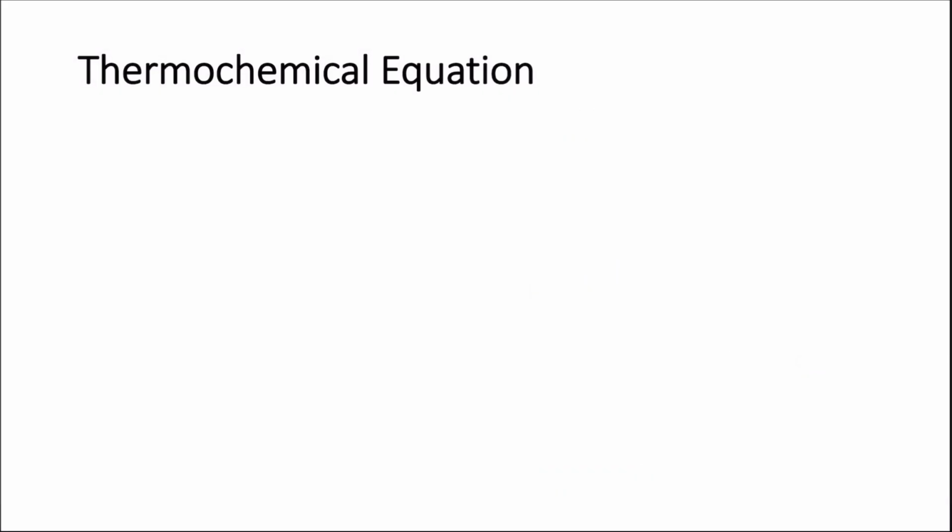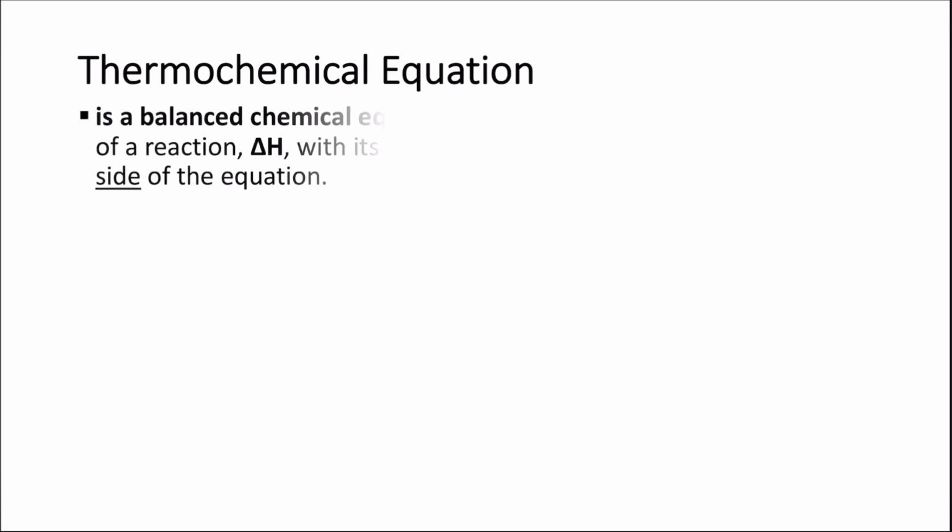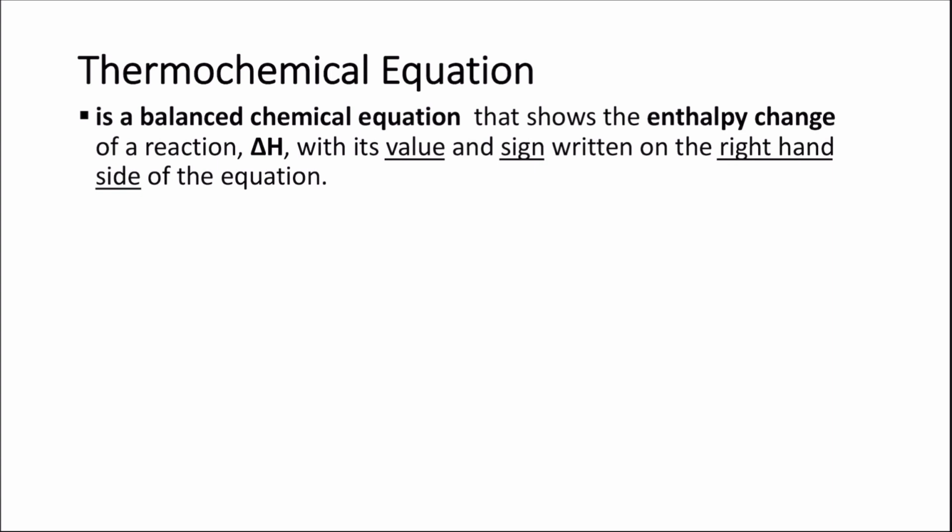Now, kita akan continue bahagian thermochemical equation. So apa itu thermochemical equation? It is a balanced chemical equation that shows enthalpy change of a reaction, delta H, di mana dia ada value dan dia ada sign, dan kita akan letak dekat bahagian kanan of the equation.